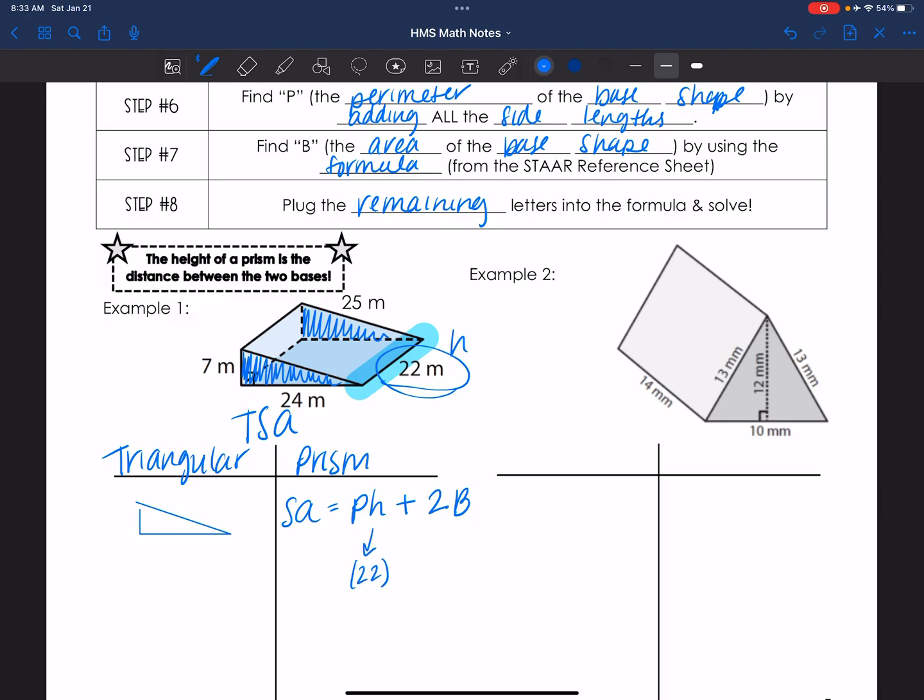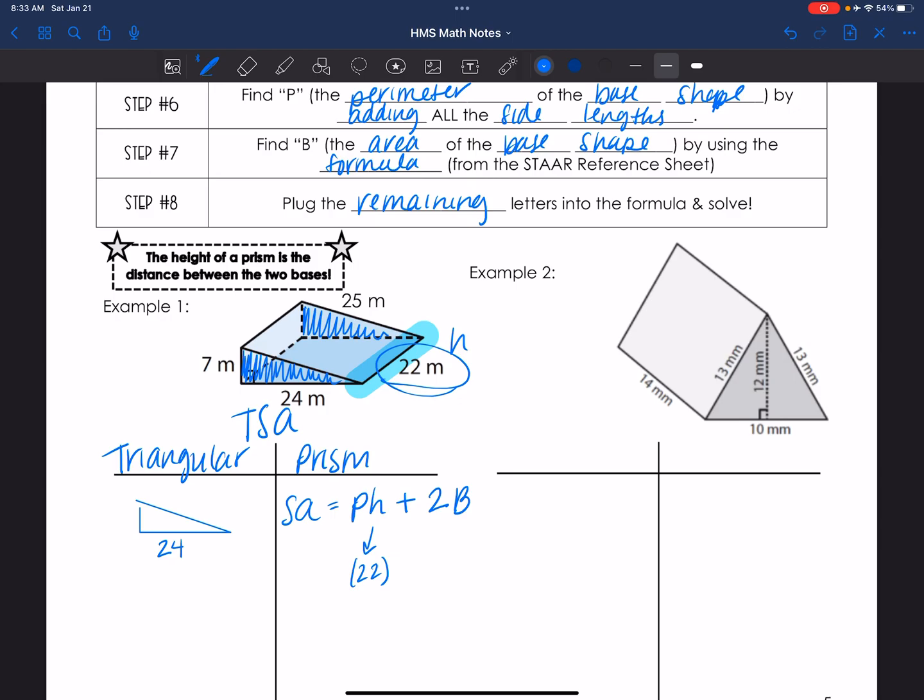Easy peasy, and I've already plugged it in. Now I'm going to pull out the dimensions of my base shape. So I know that this bottom guy is 24, the vertical guy is 7. I need to find my hypotenuse, right? Because that's across from the right angle. Oh, I already have it. They already told me it's 25. Did you guys see that? There it is. It's 25. Cool. Makes it so much easier.